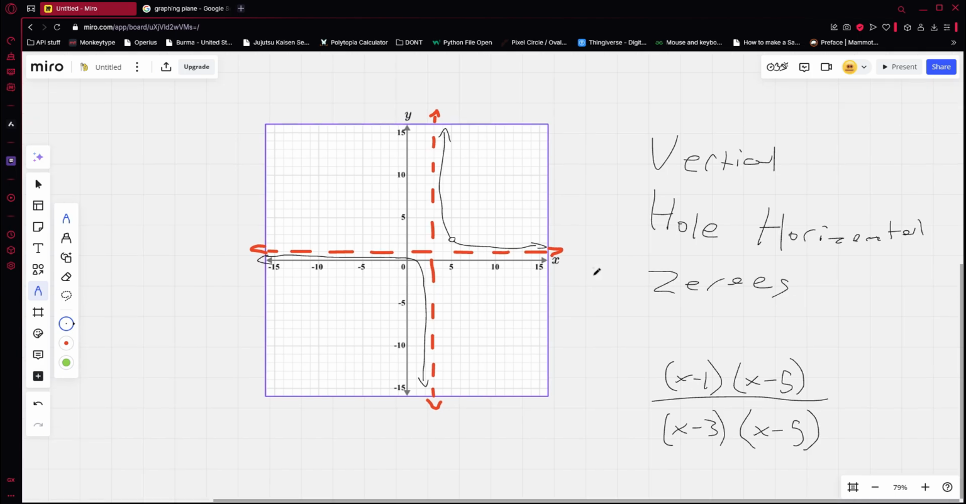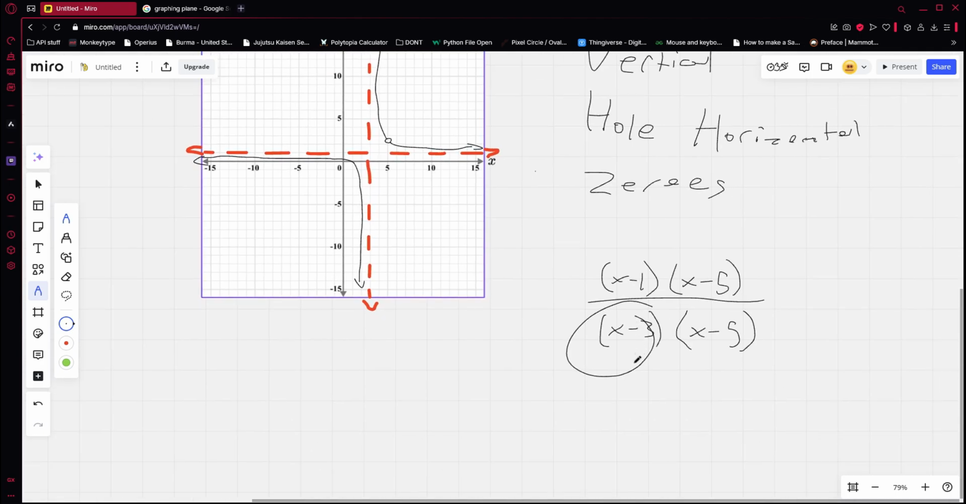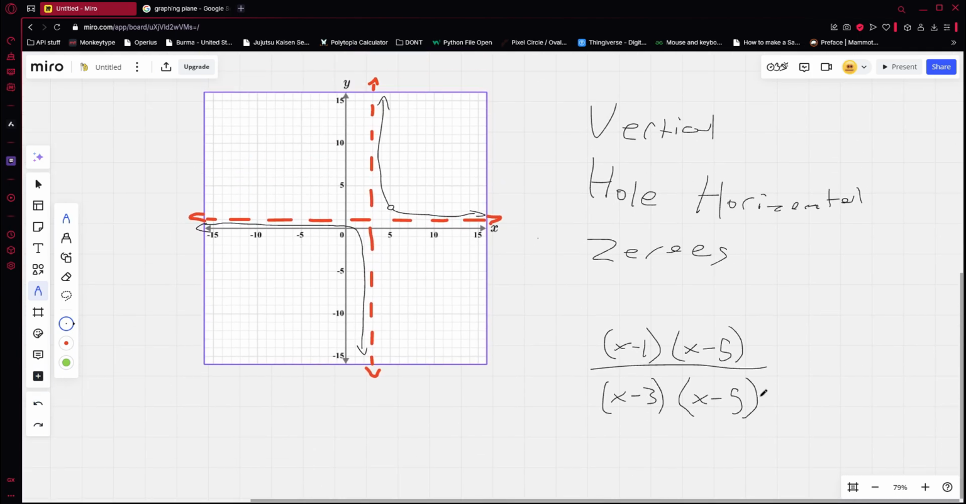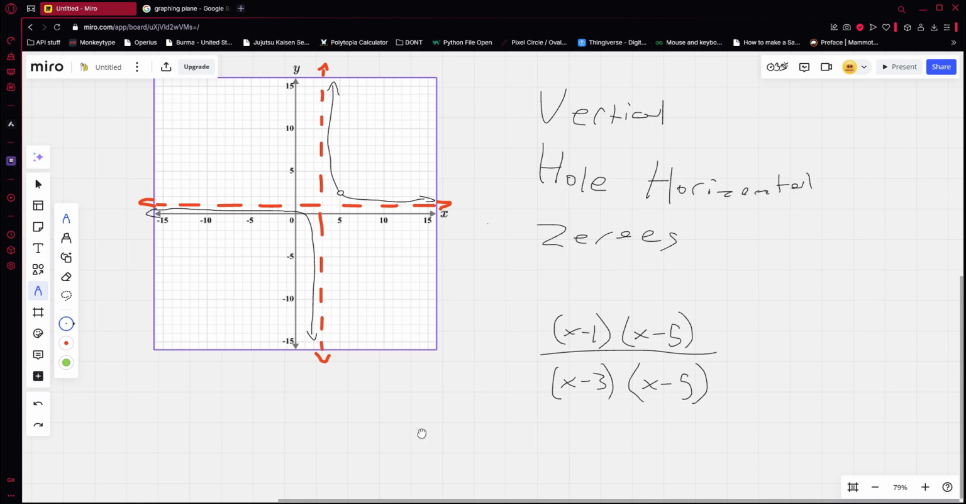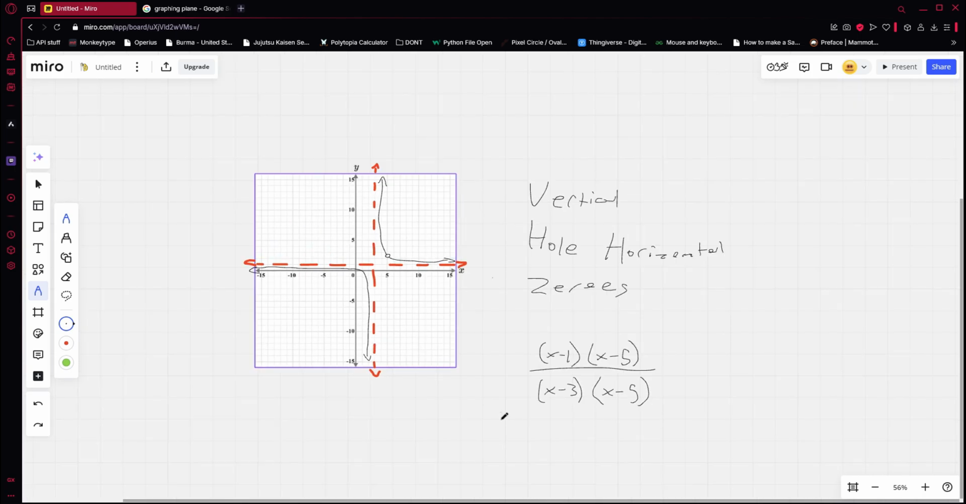Good. Vertical, we have our vertical asymptote in the denominator. Hole, we have our hole that cancels out. And 0, we have our 0 right here. So, that should be our correct answer.